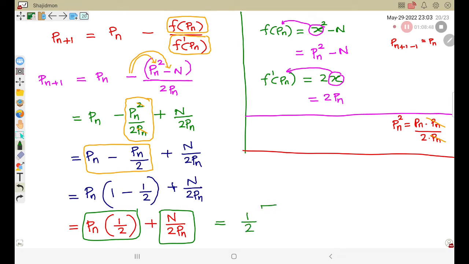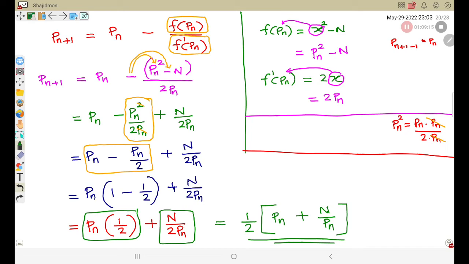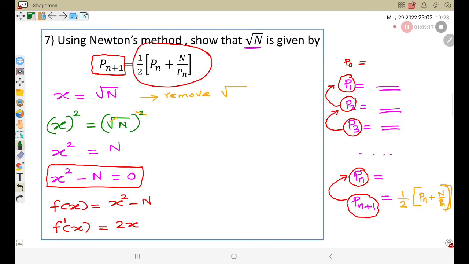Half multiply. What is the balance in the first term? Pn. Correct? Plus, second term, what is the balance? Capital N divide Pn, because half we have already taken outside. This is our answer. See, half into Pn plus n divided by Pn. So this is our Pn plus 1. Okay, this is what we need to do in this question. Pn plus 1 value equals how much?